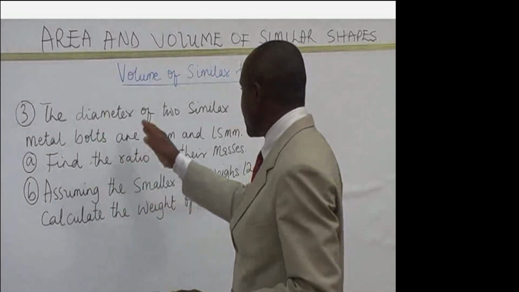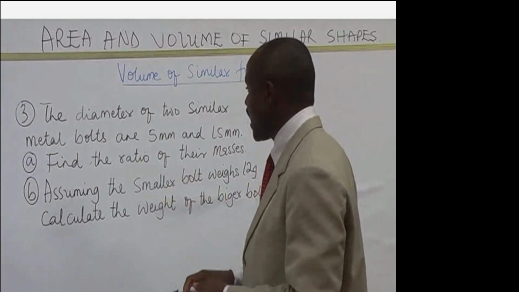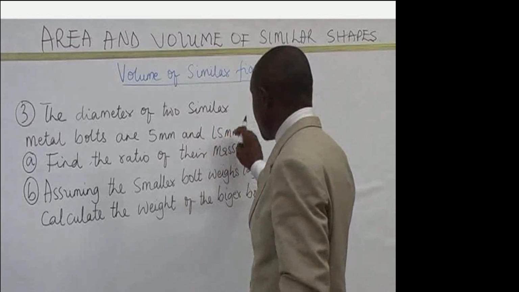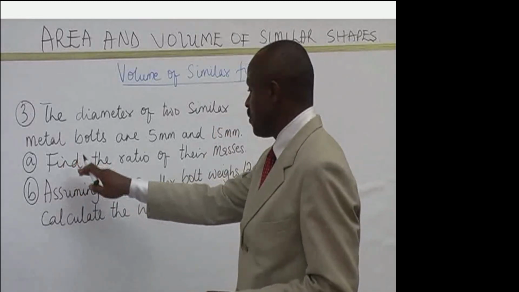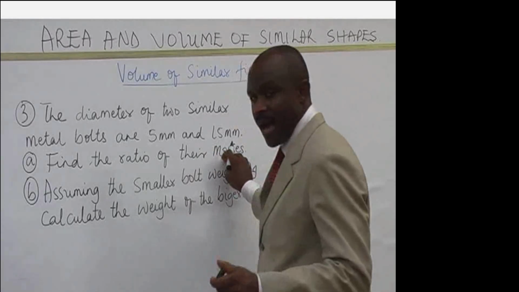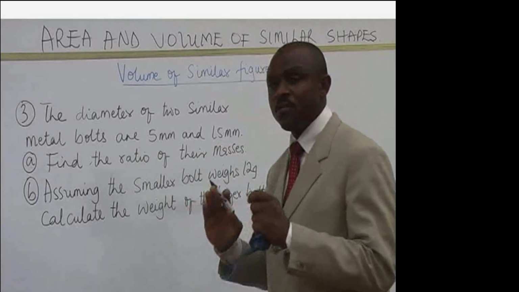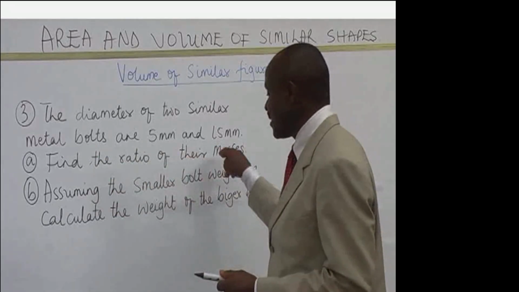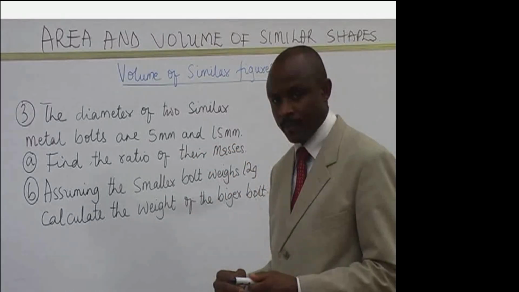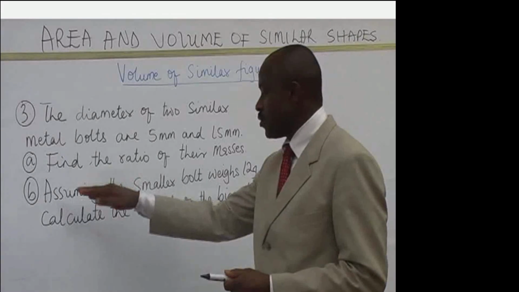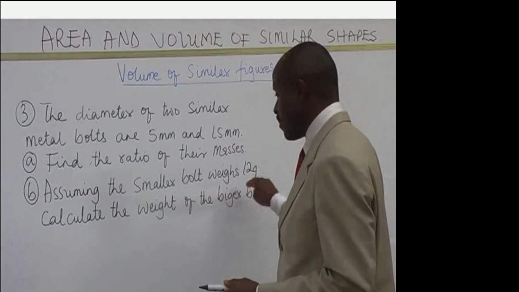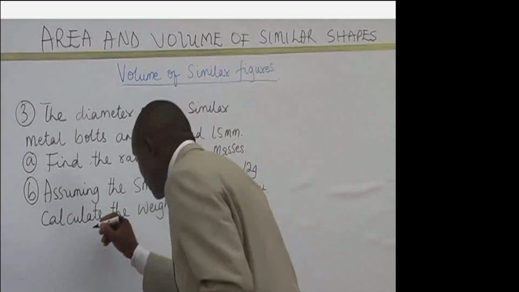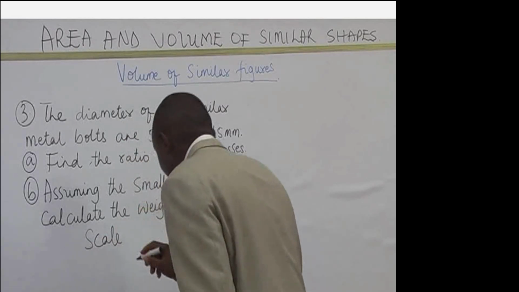Question number 3 said the diameters of two similar metal bolts are 5 millimeter and 15 millimeter. A said we should find the ratio of their masses. I told you, masses means volumes in this concept. So as they say we should find the ratio of their masses, they are asking for the volume factor or the ratio of the volumes. Number 2 said assuming the smaller bolt weighs 12 grams, calculate the weight of the bigger bolt. So the scale factor is already lying inside the equation.